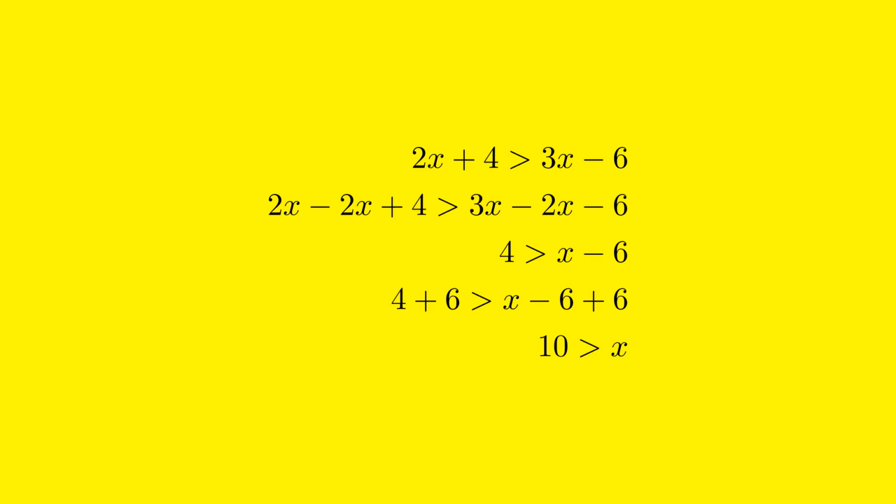We are left with 4 is greater than x minus 6. Next, to further isolate x, let's get rid of the last remaining number on the same side as x by adding 6 to both sides. Again, we're keeping the inequality balanced. This leaves us with the inequality x is less than 10. So when we plug any number less than 10 into the original inequality in place of x, it will hold true. Therefore, the solution to the inequality 2 times x plus 4 is greater than 3 times x minus 6 is x is less than 10. Thus, the correct answer is C.